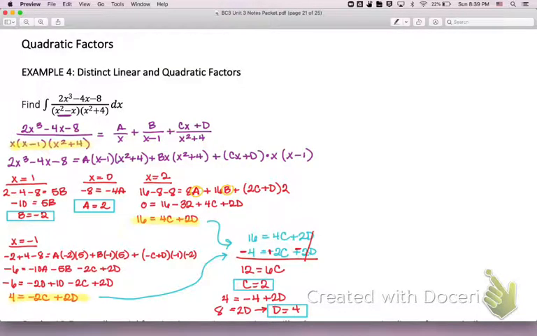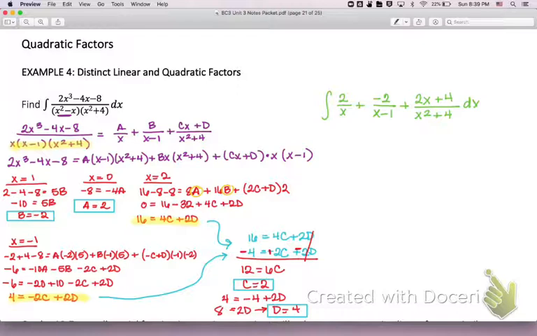Okay, so the integral now that we are working with is going to be the antiderivative of a over x, so that's going to be 2 over x, plus b, which is -2. So this will be plus -2 over x minus 1, plus, now here's where we get the cx plus d. C is 2, so this is going to be 2x plus 4 over x squared plus 4 dx. Okie dokie. Now, we need to go through and do this integral now.